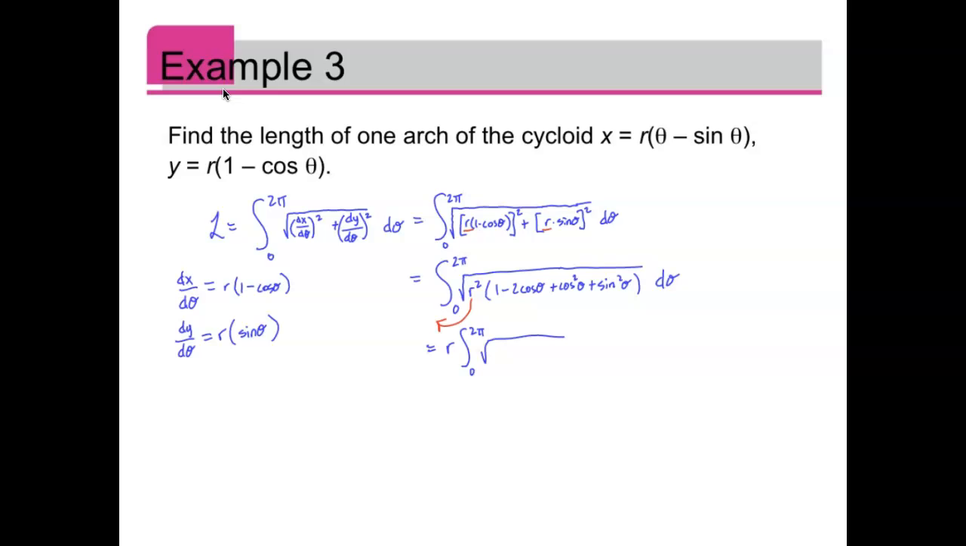All right, so that I know you guys are alive out there in the chat, what can I simplify this piece to? What's sine squared plus cosine squared? 1. Okay. So that just becomes a 1, and then I have plus this one. In calculus 2, we know that 1 plus 1 is, oh, very good. So I have 2 minus 2 cosine theta d theta.